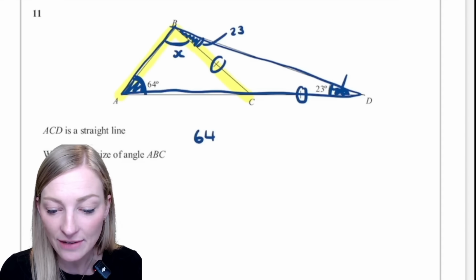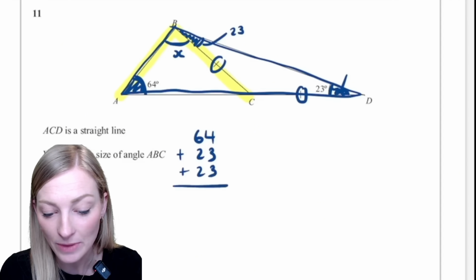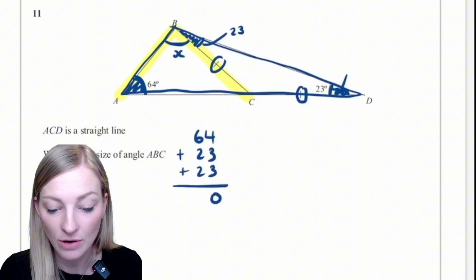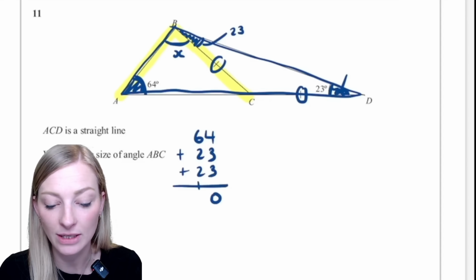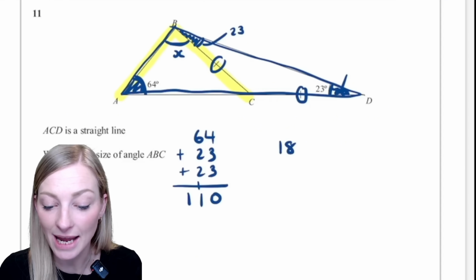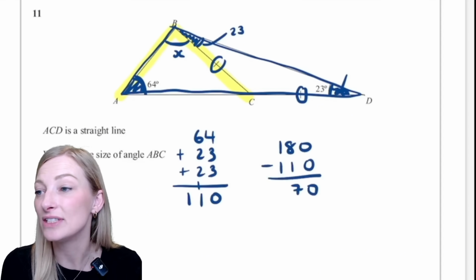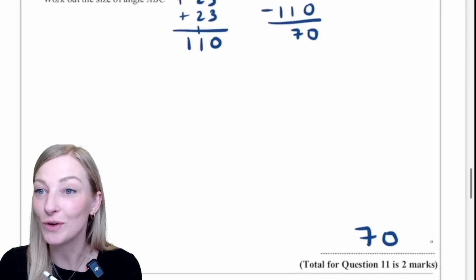So if I do 64, add 23, add 23, that's going to be 7, 8, 9, 10, 0, carry the 1, 6, 7, 8, 9, 10, 11, 110. I'm then going to take 180, take away the 110, and we're left with 70. So my answer here is 70 degrees. However, you might not have done it that way.